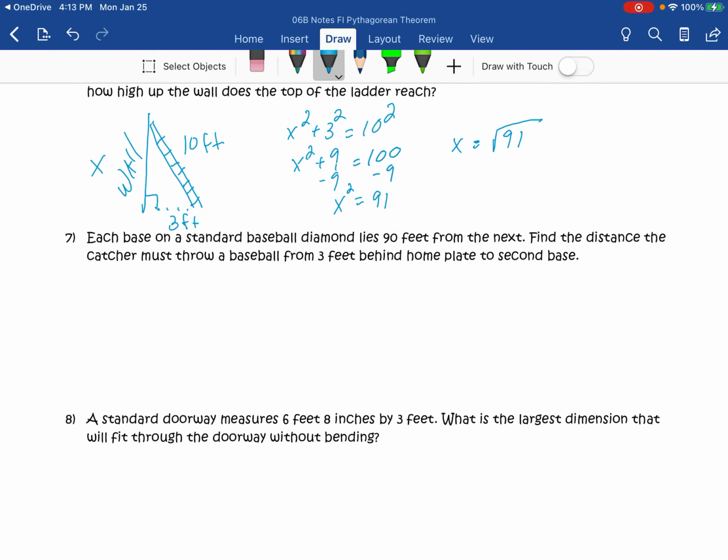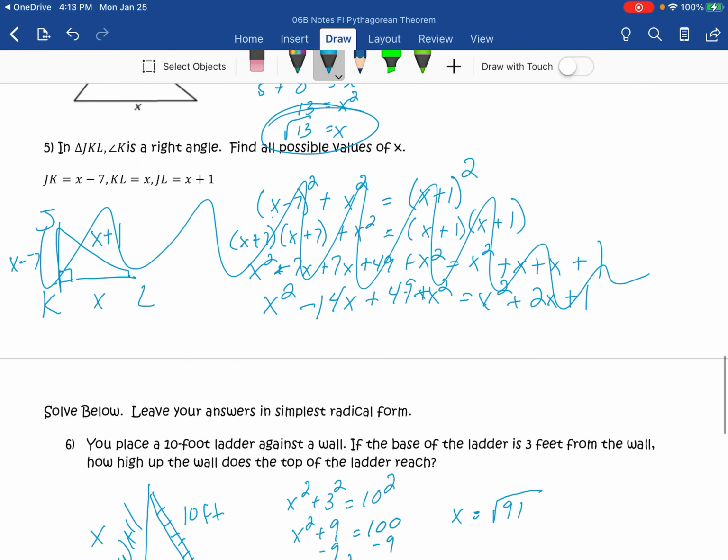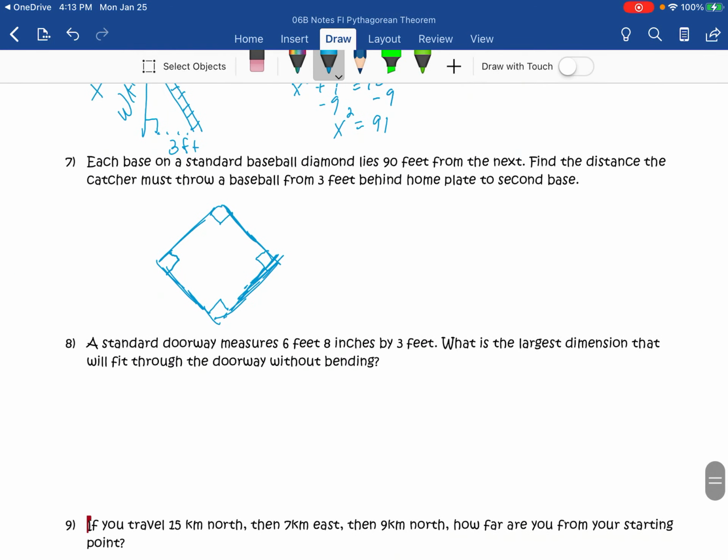Each base in a standard baseball diamond lies 90 feet from the next. So you have your baseball diamond, which is a misnomer because it should be a baseball square. Okay, so there's our baseball diamond, our bases, right? And they're all 90 feet from the next.